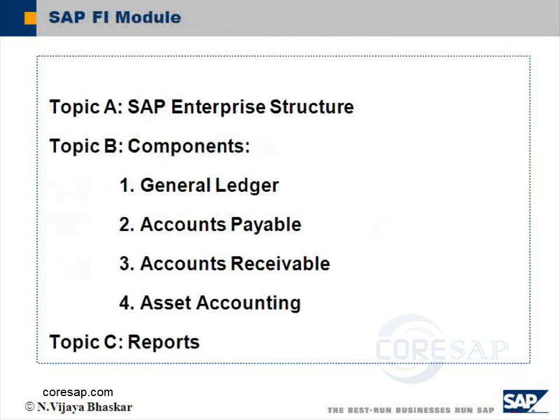Guys, in the FI module, again we have broadly 3 topics to be covered. First we need to create the enterprise structure. As I already told you, in the SAP system also we need to create company, branches, plants, all those things. That we are going to learn under the heading enterprise structure. And then we have these 4 components with names: general ledger, accounts payable, accounts receivable, and asset accounting. And there are only 4 components. It's a watertight classification of business transactions, right?